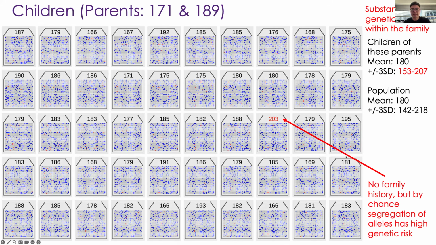And you can also see an individual here who has no family history, but by chance, due to the segregation of alleles, has high genetic risk. So we can come to an important conclusion: a high polygenic risk for disease is most likely a consequence of the genetic sampling of risk alleles. And as PRS become more and more accurate, they are increasingly capable of distinguishing risk between individuals within a family, even when their family history is identical.